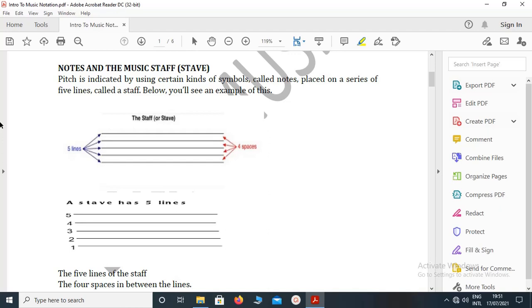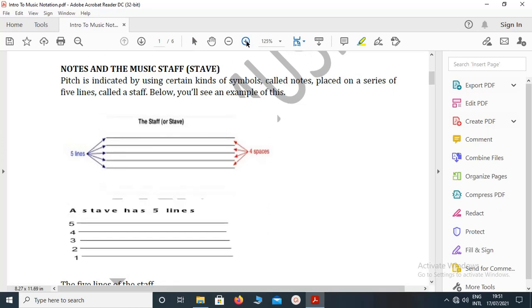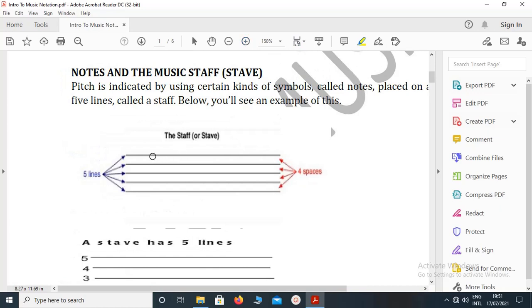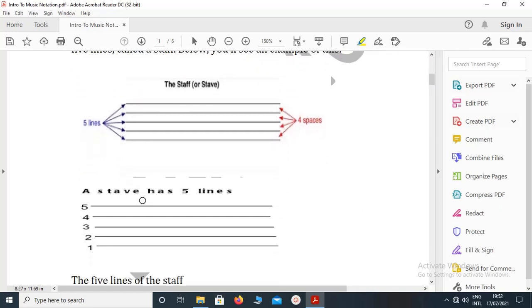Pitch is indicated by using certain symbols called notes, placed on a series of five lines called a staff. The first example you can see is this one. Let me try to enlarge it a little so that you can see. We have these five lines: one, two, three, four, five. Those five lines have spaces in between them: one, two, three, four. So these four spaces and the five lines is what we call a staff or a stave.